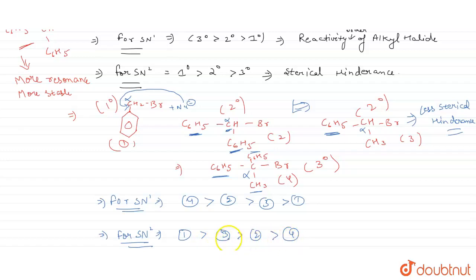Third is greater than second, because in the third there is less steric hindrance, so it is comparatively easy for the nucleophile to attack this alpha carbon and then form the product. So the reactivity of this third compound towards SN2 will be more than this second compound. So this is it for this question, guys. I hope you are getting this. These are the two basic reactivity orders for SN2 and SN1 mechanism. I hope you understand how we are finding the correct order for these compounds for SN1 and SN2 mechanism.